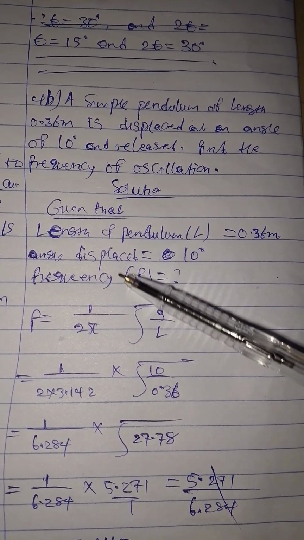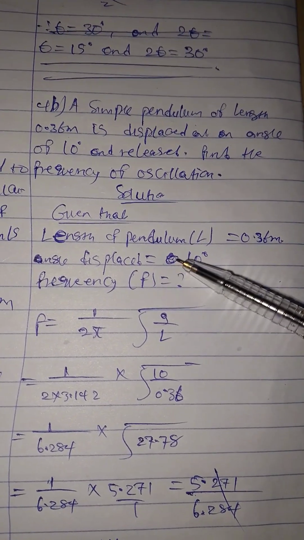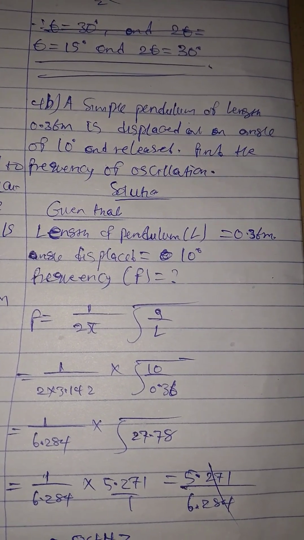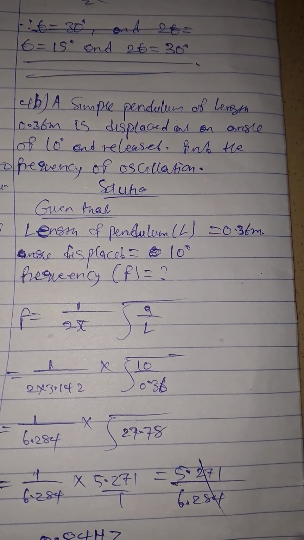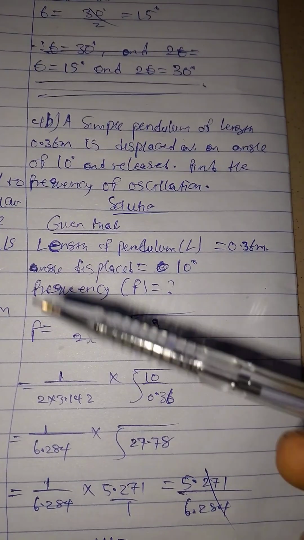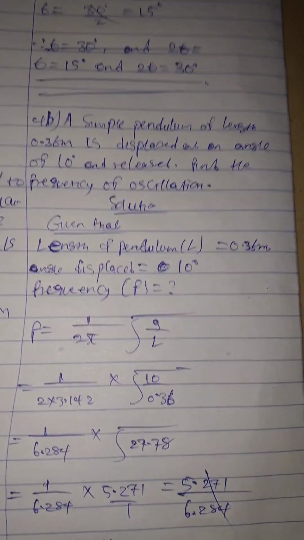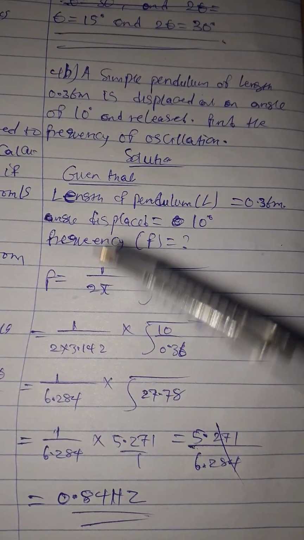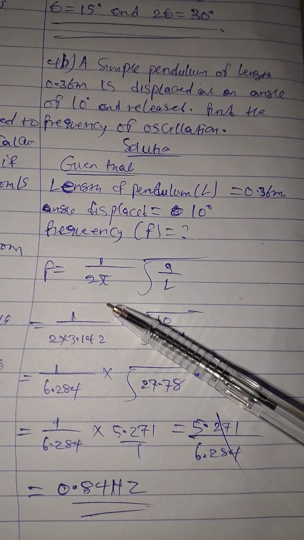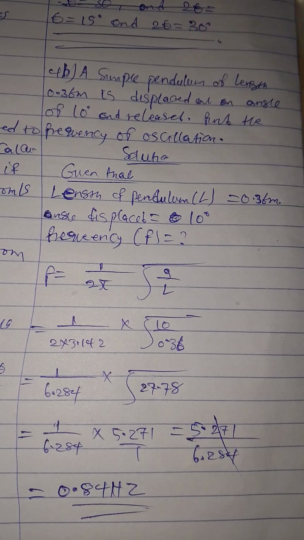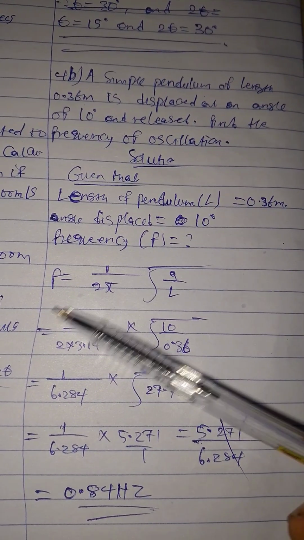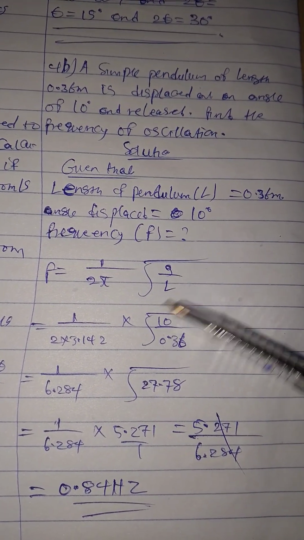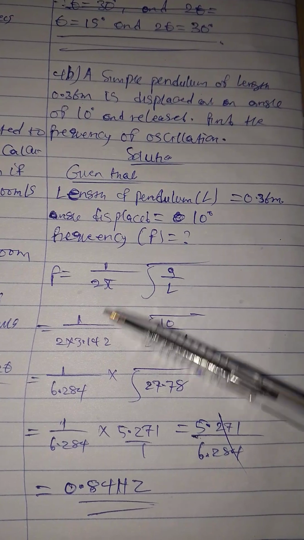You know that this angle here is not necessary to do the calculation. I can ignore this angle, so let's do it straight. So I have to find the frequency, which equals 1 over 2 pi root of g over l. To find the frequency of a pendulum bob, that is f equals 1 over 2 pi root of g over l, which equals 1 over 2 times pi.